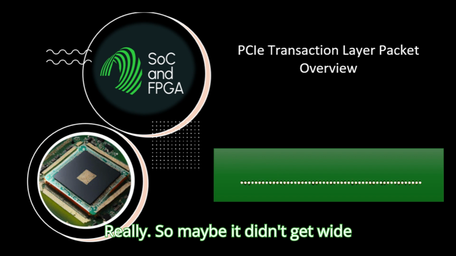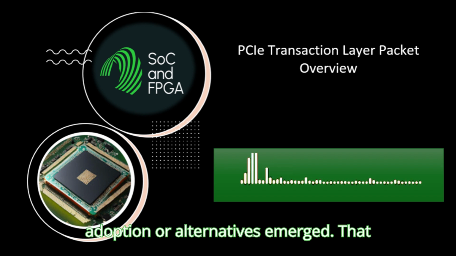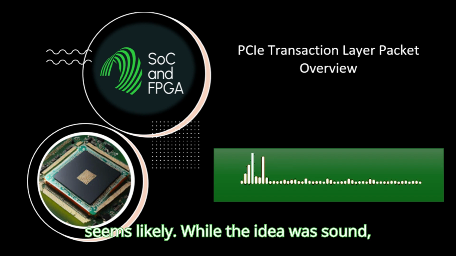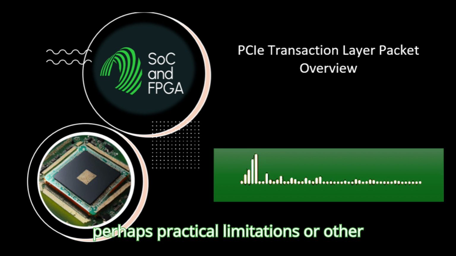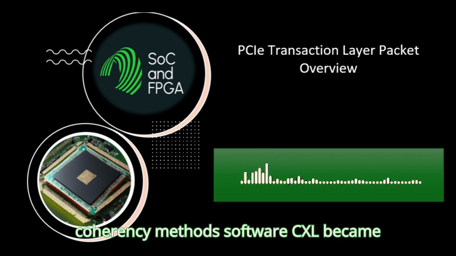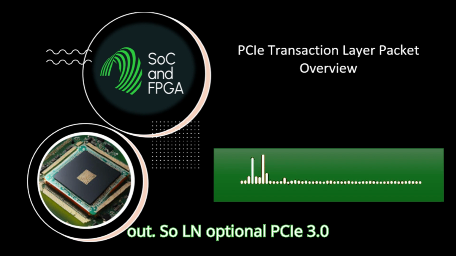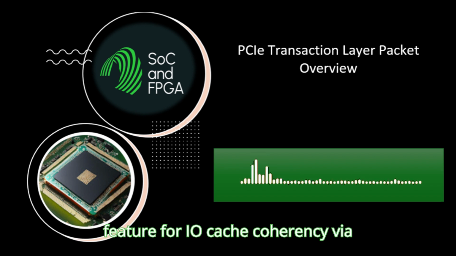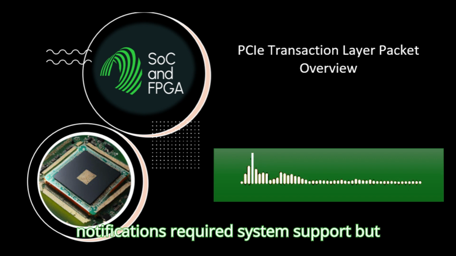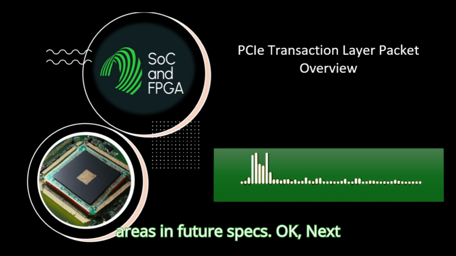Really? So maybe it didn't get wide adoption, or alternatives emerged. That seems likely. While the idea was sound, perhaps practical limitations or other coherency methods, like software or CXL, became preferred. Limited use seems to be fading out. So LN: an optional PCIe 3.0 feature for I/O cache coherency via notifications. Required system support, but limited uptake and now deprecated in some areas in future specs.